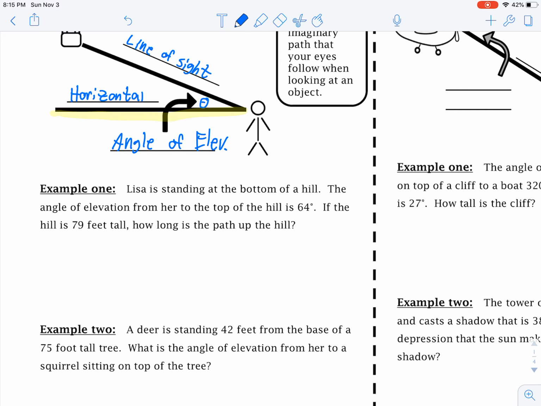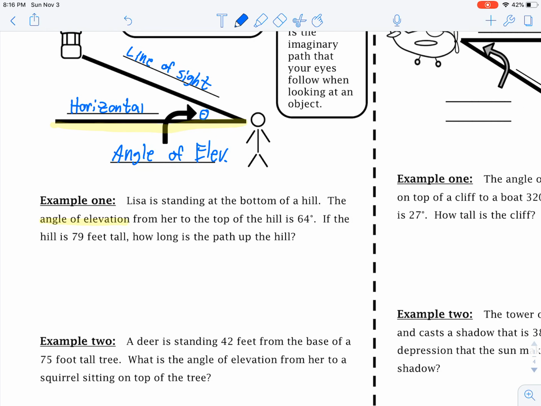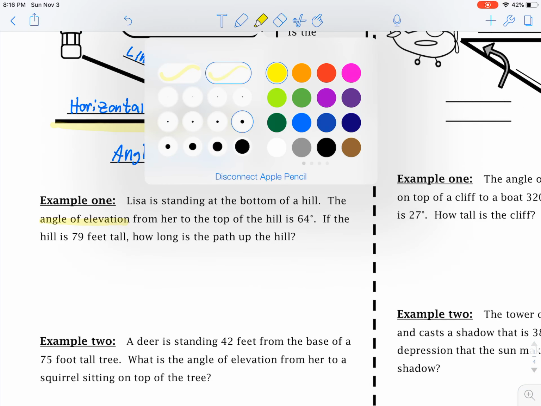Okay, all right, Lisa is standing at the bottom of a hill. The angle of elevation from her to the top of the hill is 64 degrees. If the hill is 79 feet tall, how long is the path up the hill? So what we're going to do, whenever we see a vocabulary word, we're going to highlight it or underline it or circle it, whatever you want to do. In this case, it's angle of elevation. Okay, so this is what we're going to do every time we see angle of elevation. So you see kind of how I want to highlight it in red.